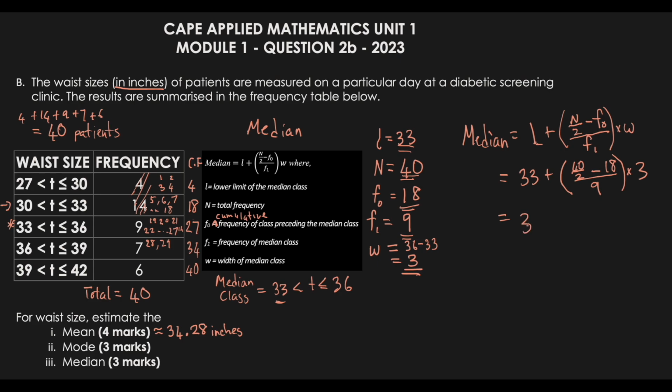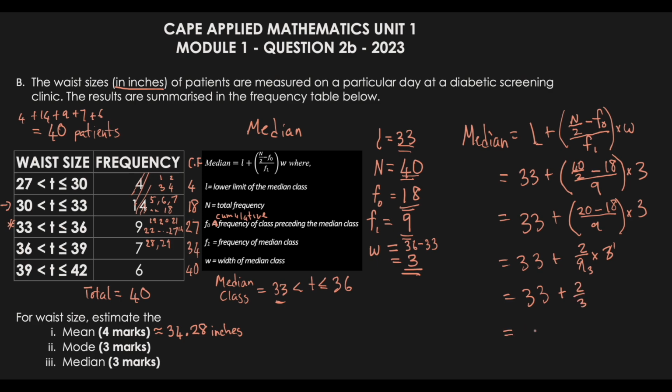So this would be 33 plus 20 take away 18, over 9, times 3. So that would be 33 plus 2 over 9 times 3. So that's going to be 33. 3 into itself goes once, that goes twice. 3 into 9 goes 3 times. So that would be 33 plus 2 thirds.